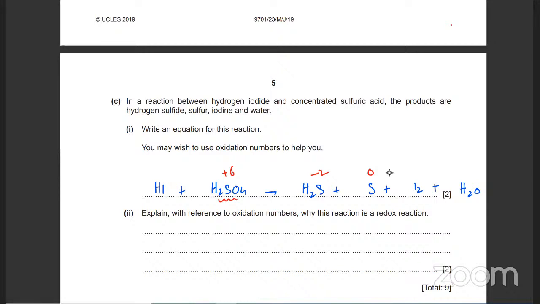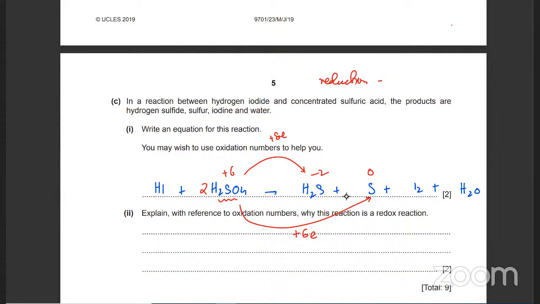And now to balance this, firstly, I'll just balance sulfurs, because there are 2 sulfurs on this side. So I'll just make 2 sulfuric acid. So let's say 1 sulfur goes from +6 to -2. So that's a gain of how many electrons? 8 electrons. Right? Sulfur goes from +6 to -2, so that's a gain of 8 electrons. Sulfur also goes from +6 to 0, and that is a gain of 6 electrons. So that is reduction.